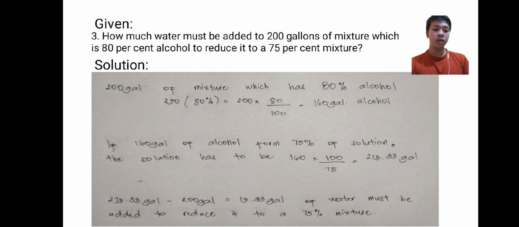If 160 gallons of alcohol forms a 75% solution, the solution has to be 160 times 100 over 75, which is 213.33 gallons. 213.33 gallons minus 200 gallons will lead to 13.33 gallons of water must be added to reduce it to a 75% mixture.